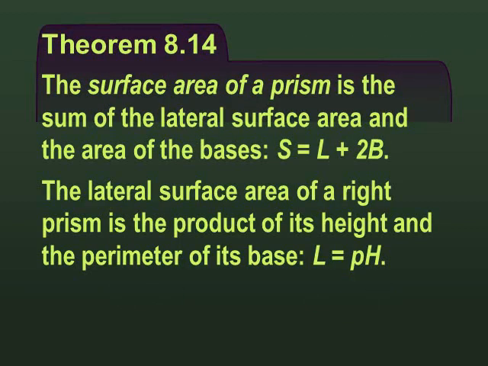Okay, so officially we have some formulas to talk about. The surface area of a prism is the sum, which means we're going to add, the sum of the lateral surface area and the area of the bases. So remember, on a prism, I have a top and a bottom, and then the lateral, which is the big L there, is going around the edges. If on the last slide that hexagonal prism was standing on one of its bases, the lateral area would be all of the rectangles around the outside. Now the lateral surface area of a right prism is the product of its height and the perimeter of its base.